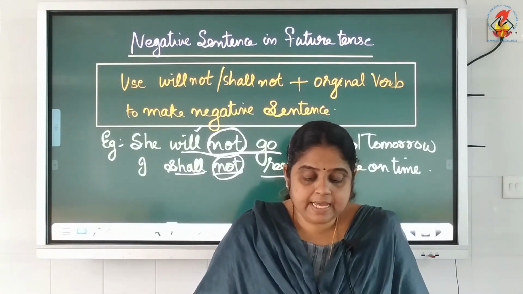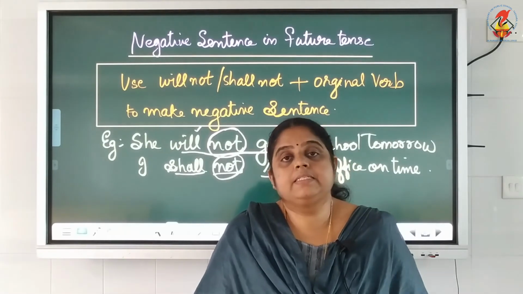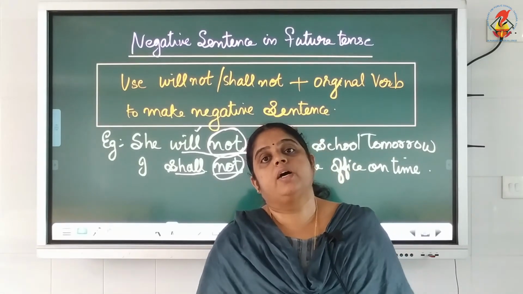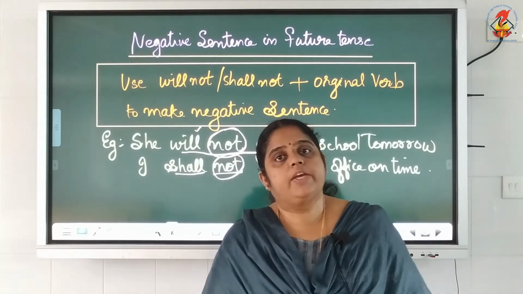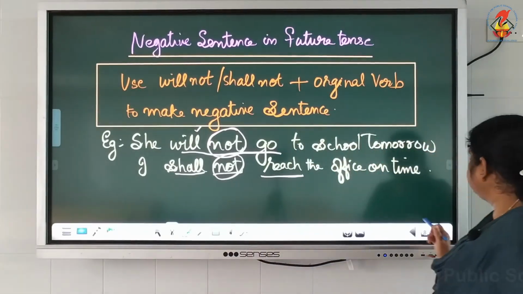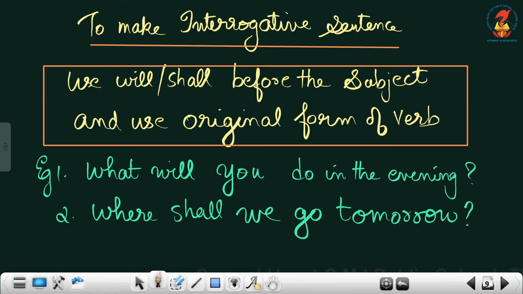Then, exercise D is converting it into a question or interrogative sentence. So, first we will see what is the format of writing. To make it interrogative, what do you have to do? Use will or shall before the subject and use the original form of the verb. What is the meaning of using it before the subject?